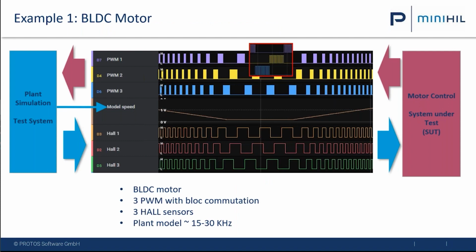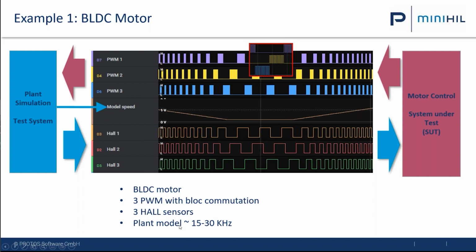First example for a typical motor control system is the BLDC motor. That's very common. Block commutation in the one direction with 3 PWM signals. In the other direction, you see the generated Hall signals. So with every measurement for a PWM phase, the plant simulation calculates the new speed. That's the motor controls the speed here of the simulation, and it generates 3 digital outputs for the Hall signals, so that the motor control can actually really control the simulated motor.